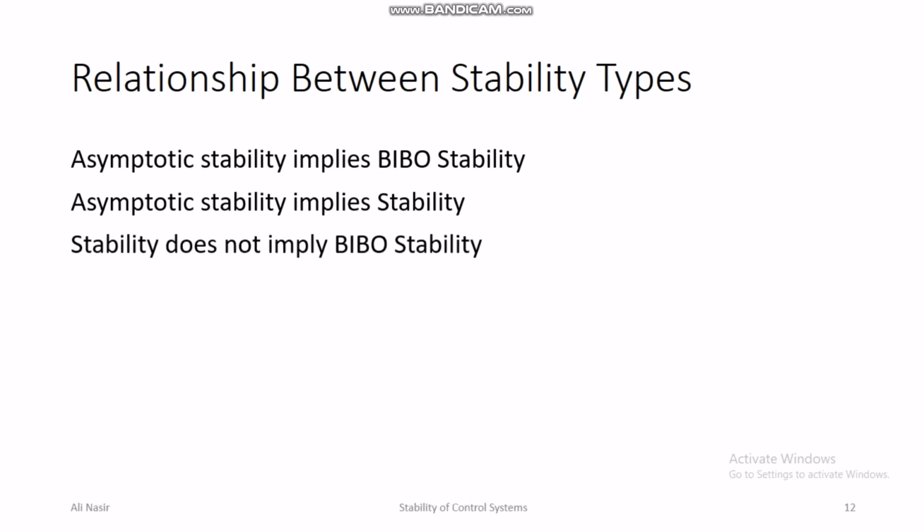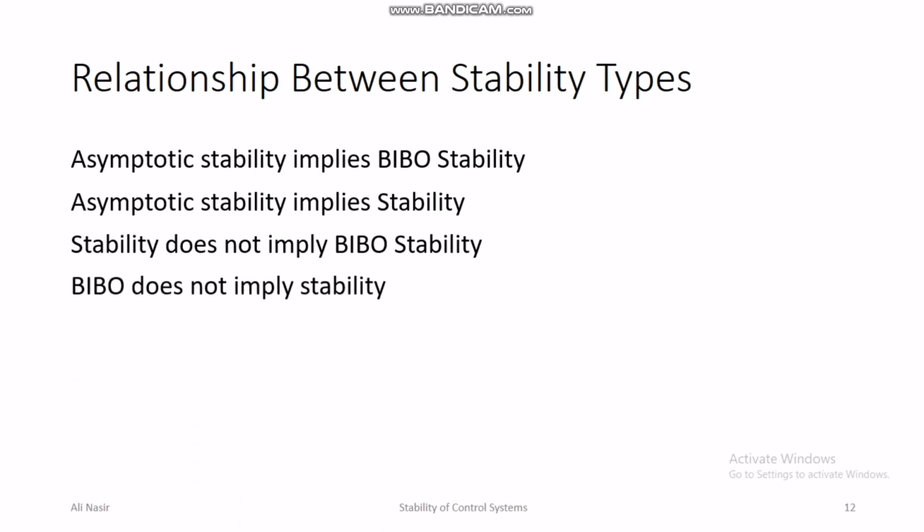Next is that stability does not imply BIBO stability. So if a system is simply stable, not asymptotically stable, then you do not know anything about the BIBO stability property of that system, and you will have to calculate the BIBO stability separately.